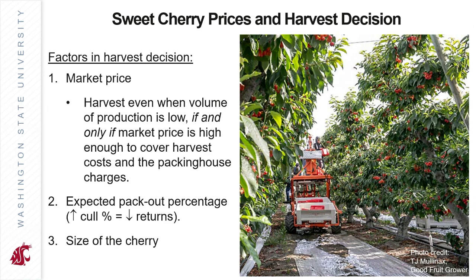And then what are the factors? Mainly in Washington, the decision to harvest is driven by market prices, right? It is not the crop damage, because even if there is damage in the field, if the prices are good enough to cover your harvest and your packing house charges, maybe it's okay to harvest, right? But if the prices are not there, then it is not a good idea to harvest. So market price is the main factor, followed by expected pack out percentage, the amount of culls expected, and then the size of the cherry, which also impacts the harvest cost.